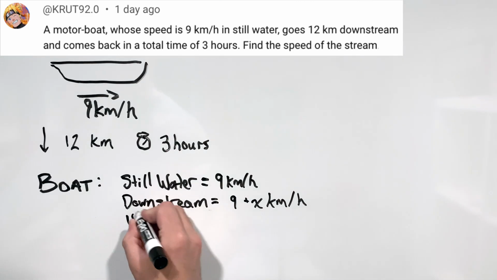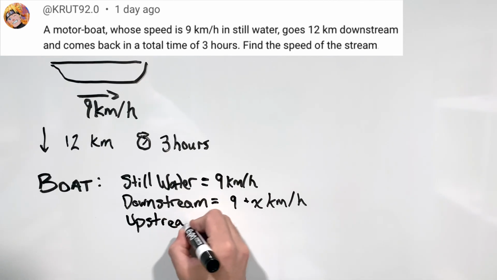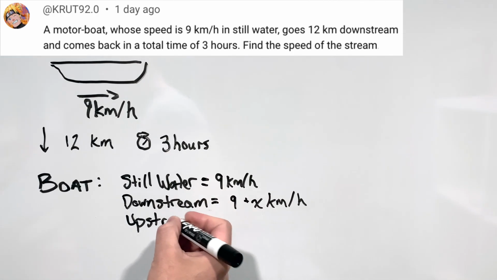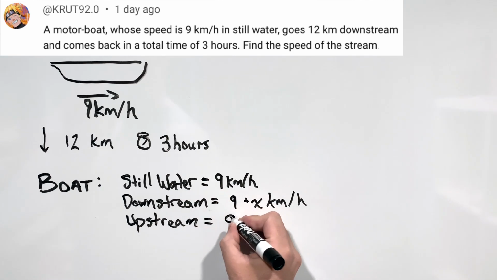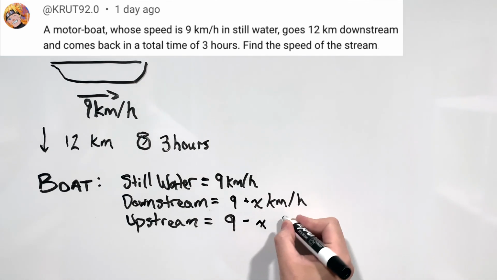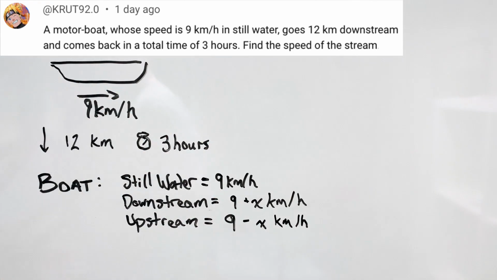Now, when our boat turns around and goes back upstream, it's going to be fighting against the force of the stream. So this means that the speed will be less than what it is when it's in still water. So let's say that our speed of the boat going upstream is our base 9 kilometers per hour, and we're going to subtract that unknown speed of the stream, again, calling it x. So that's everything that we know about our boat.